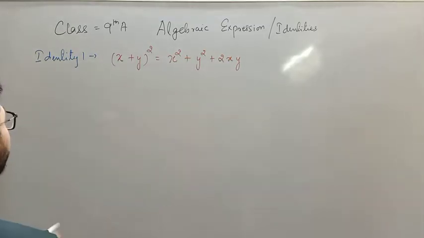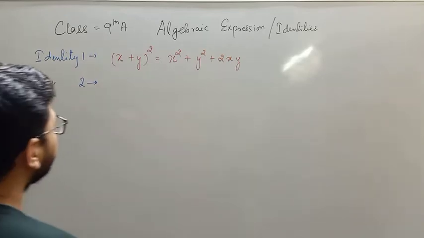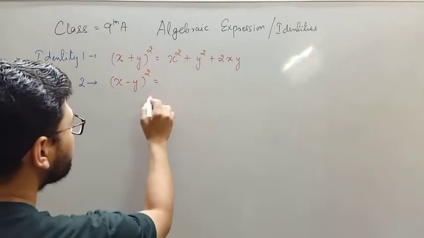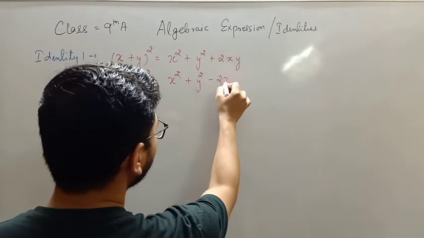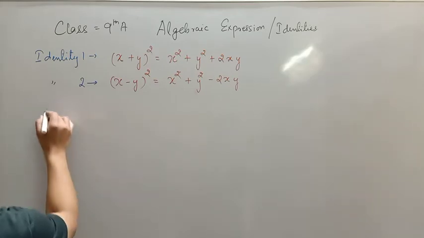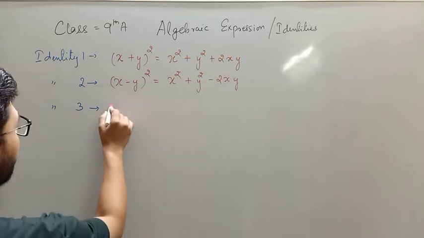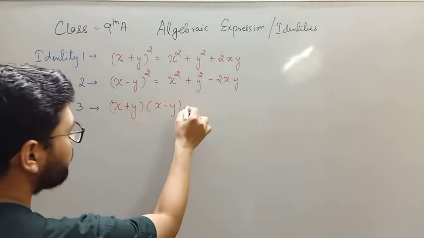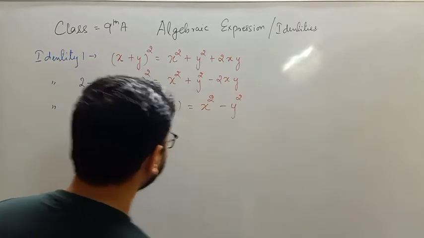Then the second identity is (x - y) whole square is equal to x square plus y square minus 2xy. Then the third identity is (x + y)(x - y) will give you x square minus y square.